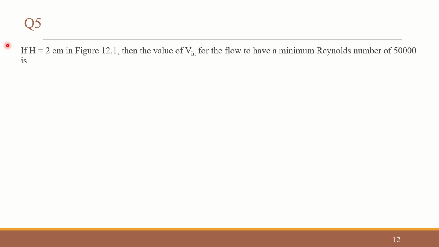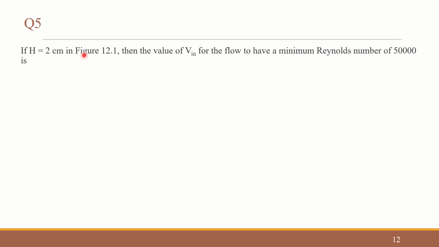We have the first question from this set: if h is equal to 2 centimeter, that is, the height of the inlet is 2 centimeter, what is the value of V in for the flow to have a minimum Reynolds number of 50,000?